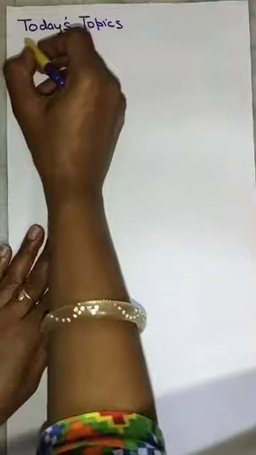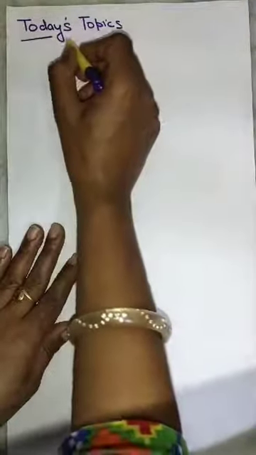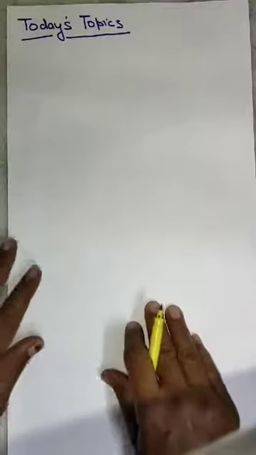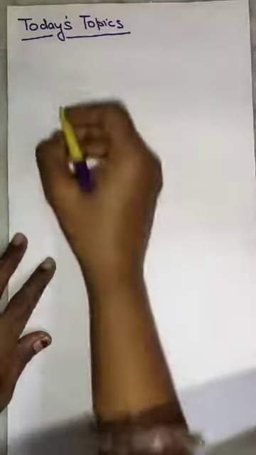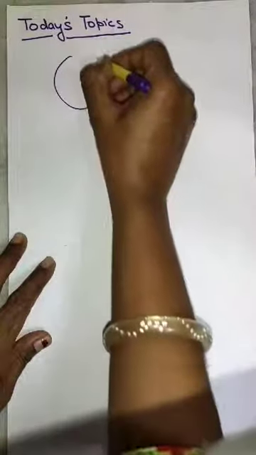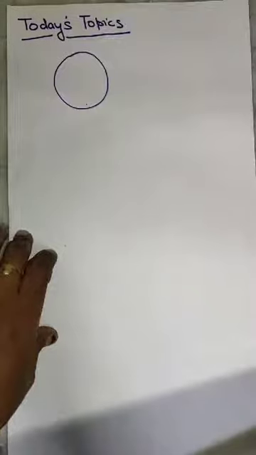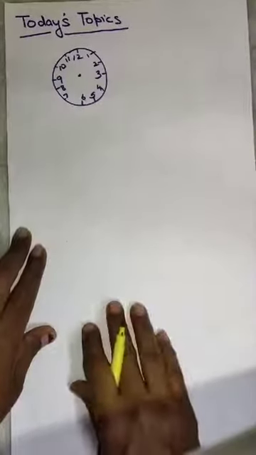Now see today's topics. Today also we will do, students, the same angles, straight angle and right angle. But today we will learn these topics in our clock, not in the direction clock, the time clock. Okay, now see here. Now I am making one clock for you. See, this is the clock.